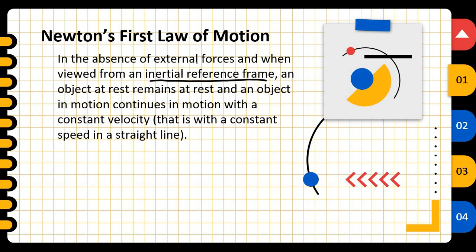Now, we all know the definition of inertia is already stated in this statement. In the absence of external forces, so the main assumption that we had before is already used in this statement. And since inertia is actually working for these objects under Newton's first law, an object at rest will remain at rest, and an object in motion will stay in motion with a constant velocity. But how do we view it from an inertial reference frame? We must first understand what a reference frame is and what the types of reference frames are.